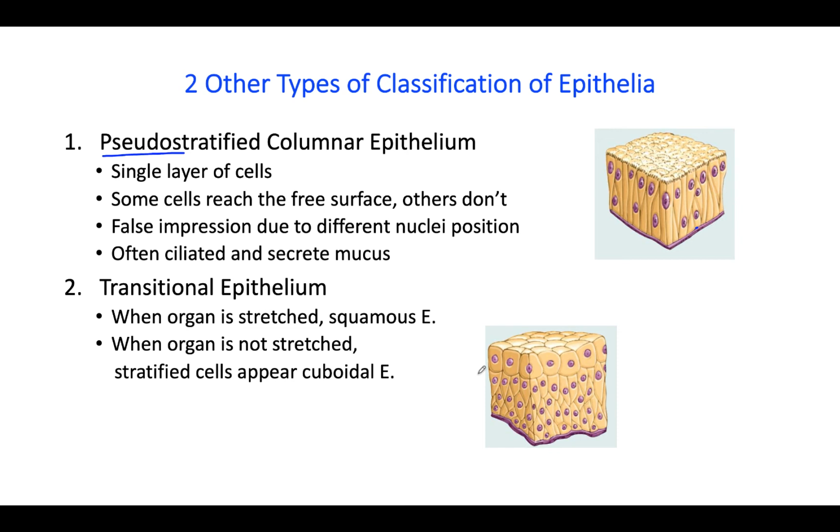The urinary bladder has transitional epithelium so that the urinary bladder can accommodate fluctuation in the volume of urine.